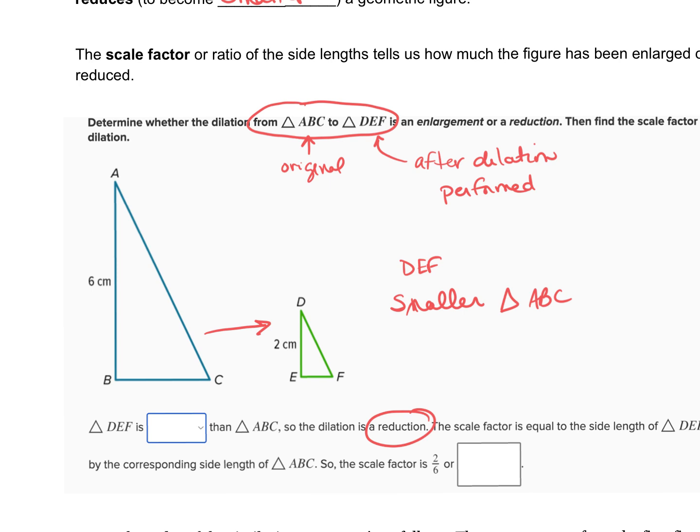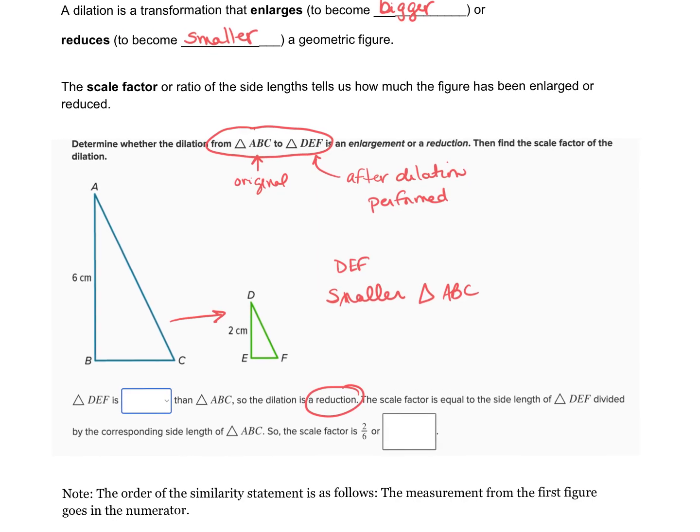Now, it also says to find the scale factor. Okay, so to determine the scale factor, remember, scale factors can be written with a colon, such as 2 to 3, or it can be written as a fraction, 2 to 3. Now, these are just examples of scale factors or ratios. These are just examples.